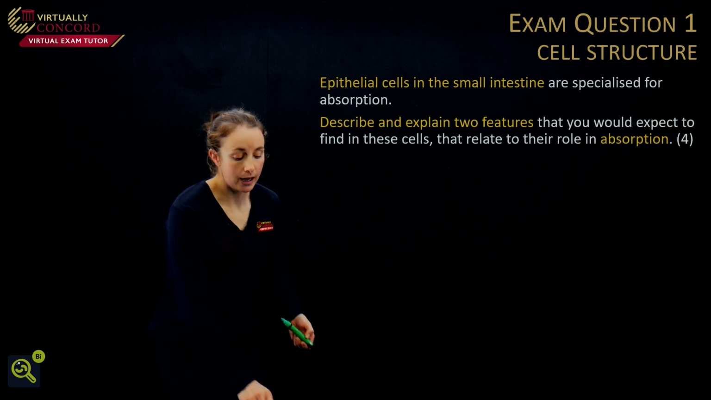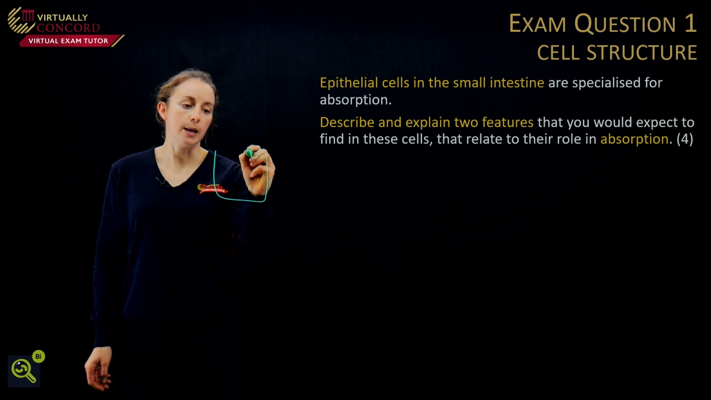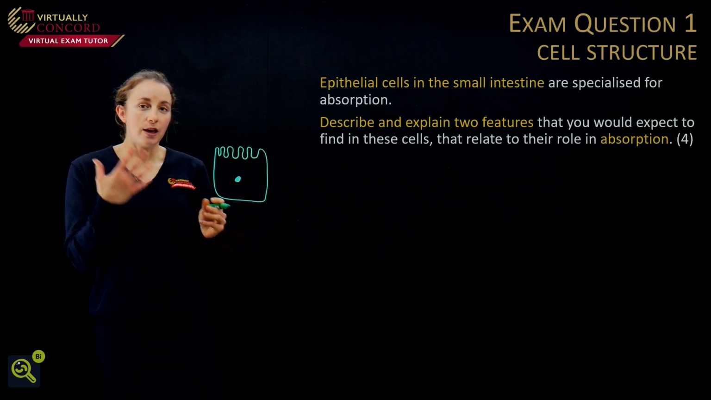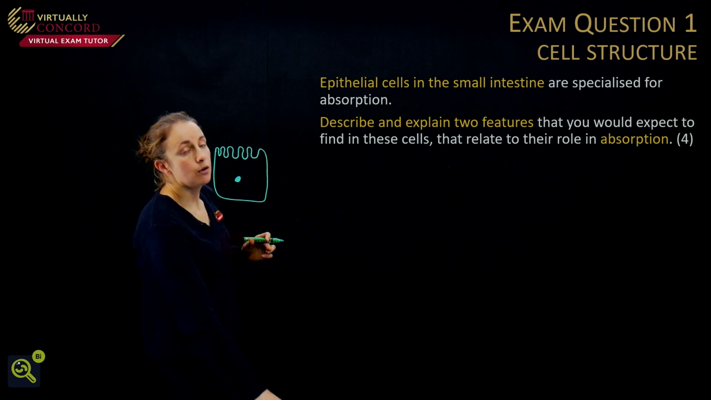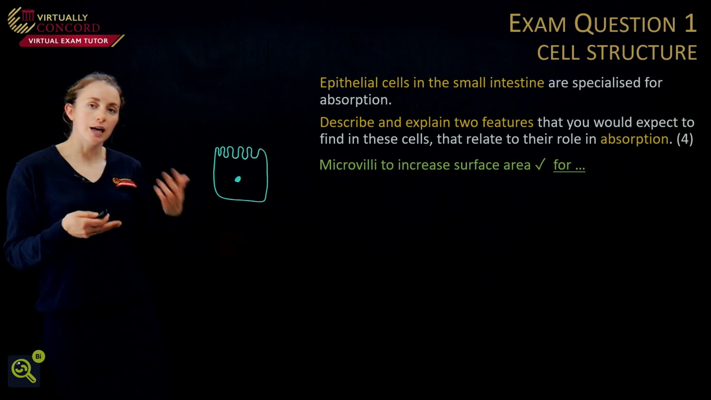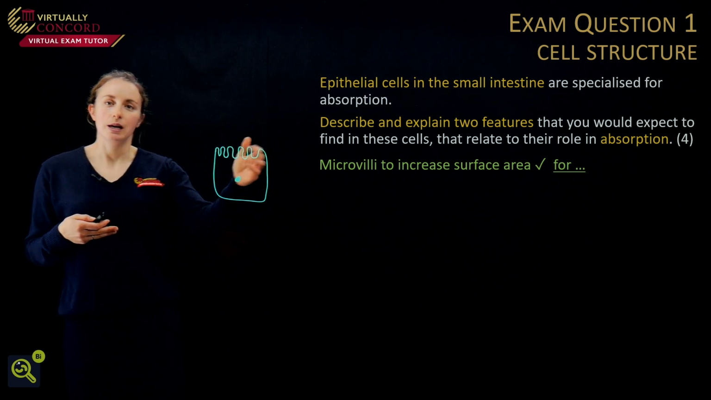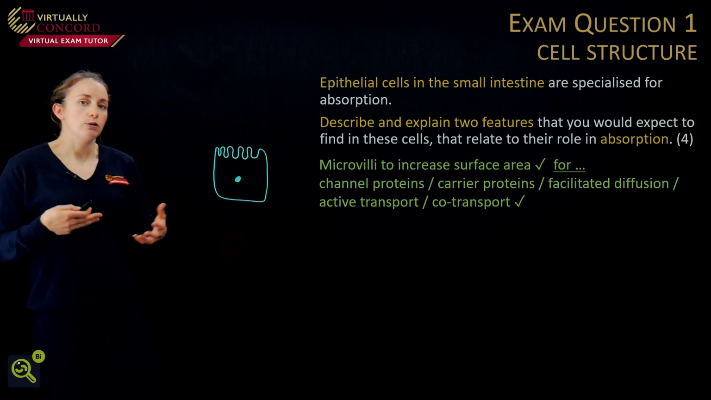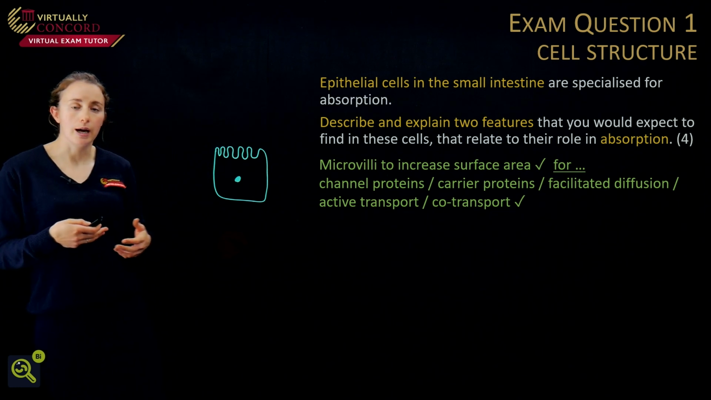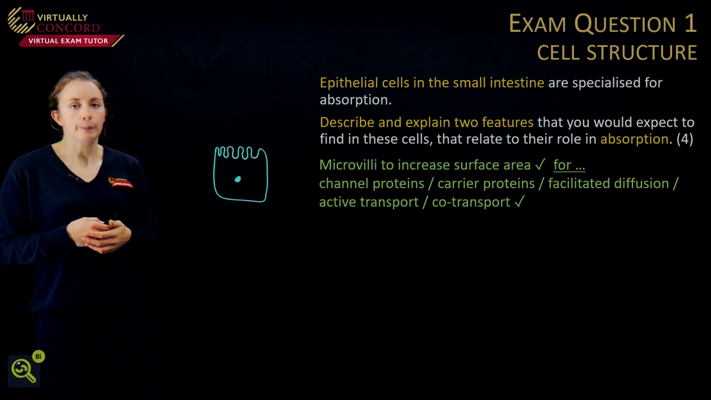And if we have a think about an epithelial cell in the small intestine, the first thing that probably jumps out at you are the microvilli, so the folds in the cell surface membrane. And they are really important for increasing the surface area of the cell, and that would get you 1 mark. But it's not going to get you the 2 full marks. To get your 2 marks for that point, you need to explain in a bit more detail. So what is that surface area for? So you could talk about channel proteins or carrier proteins or what they're involved in, so facilitated diffusion, active transport, but you need to go beyond just saying that it's got a higher surface area.